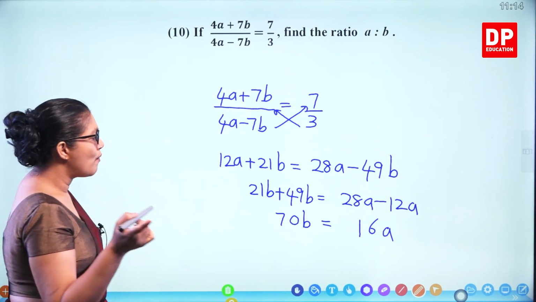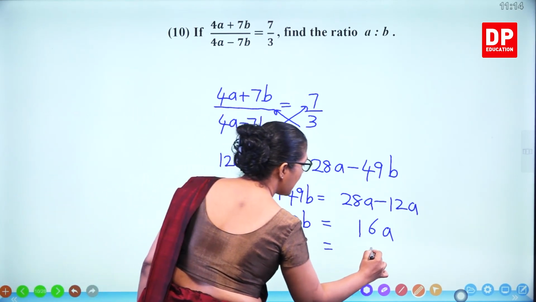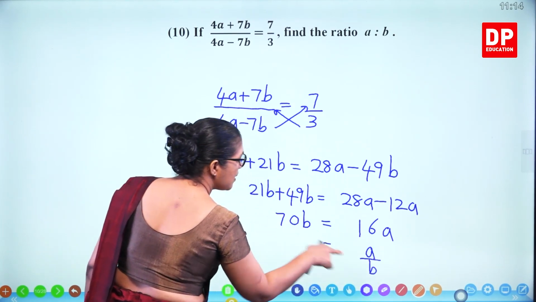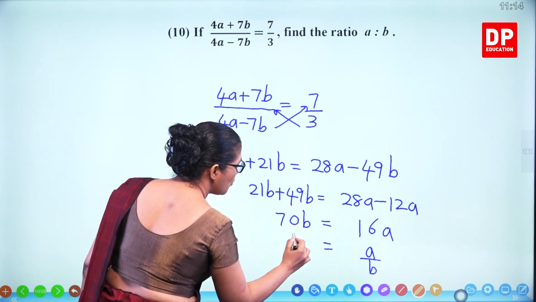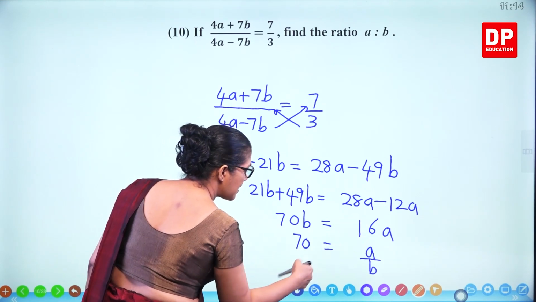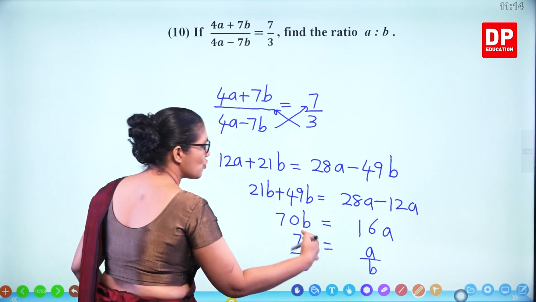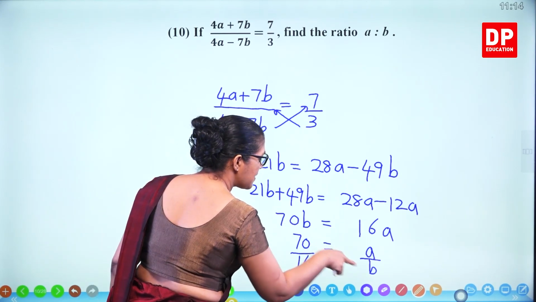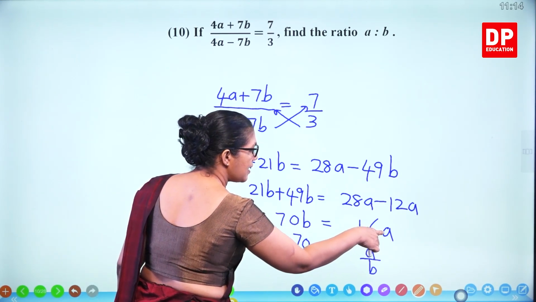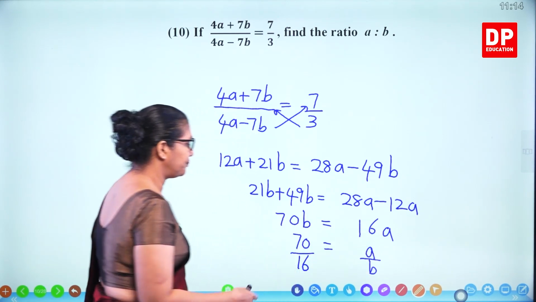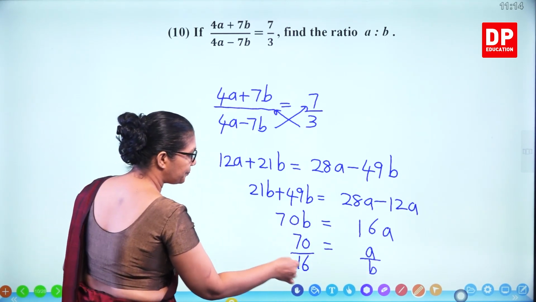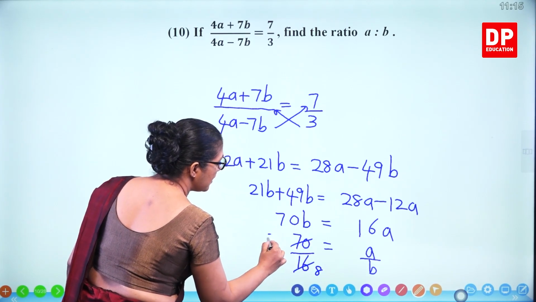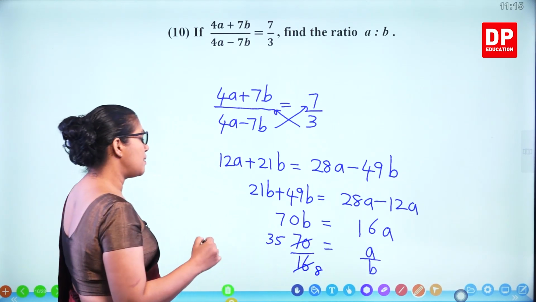A to B is A over B. So I'll take A and here B term I'll put it down. So you get 70 here and 16 I can put it down. So change the sides. 16 goes down and 70 is here. Here I want to take B down. So A to B ratio. 2 times 8, 2 times 35. So you can't simplify further.